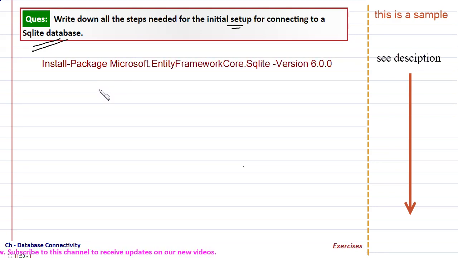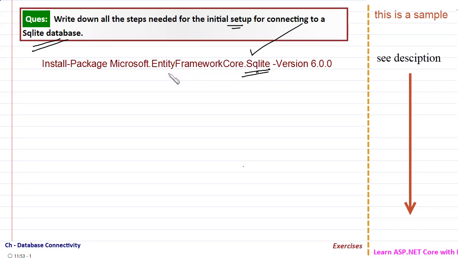The first step is to find out the NuGet package for your database, and we are going to integrate SQLite. So we will search on the internet the location of the SQLite package, and from there I have copied this command, and this command can now be executed to add packages for SQLite.